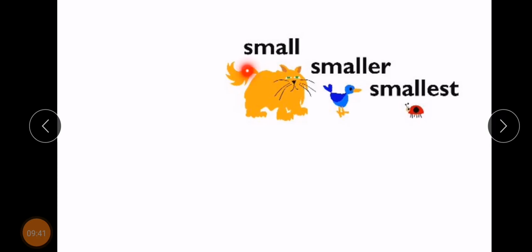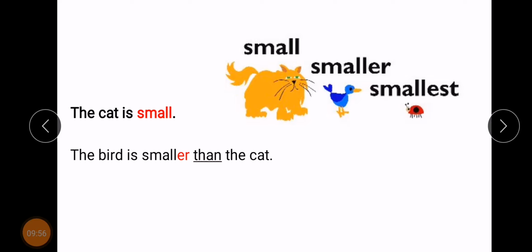Here we have the adjective small. I will say the cat is small. I'm talking about only one noun, one cat. The cat is small. I'm going to compare the bird with the cat, comparing 2 nouns. I will say the bird is smaller than the cat. ER and than, we have two nouns.